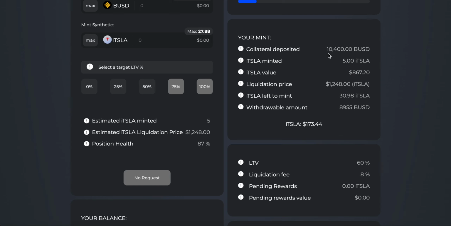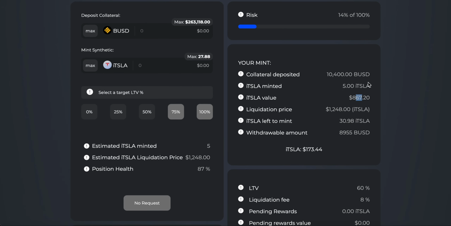I have deposited 10,400 BUSD into this contract. I have created 5 synthetic Tesla stock tokens. 5 tokens in dollar value is around 867. This is for me to really see my value in dollars in collateral versus what I have created, my debt. So I can easily see that my LTV is way below 60%, because if I divide, let's say, 900 by 10,400, it's way below 60%. So I'm healthy. That's why my position is quite healthy here.